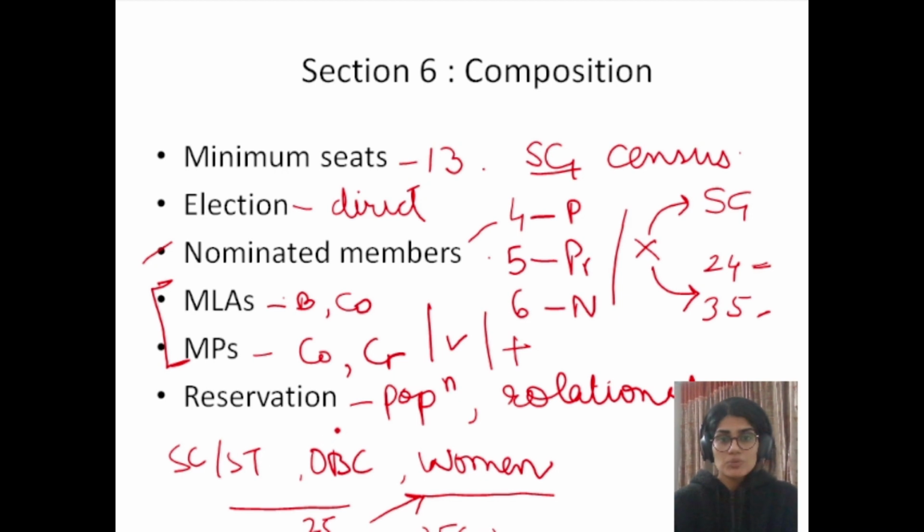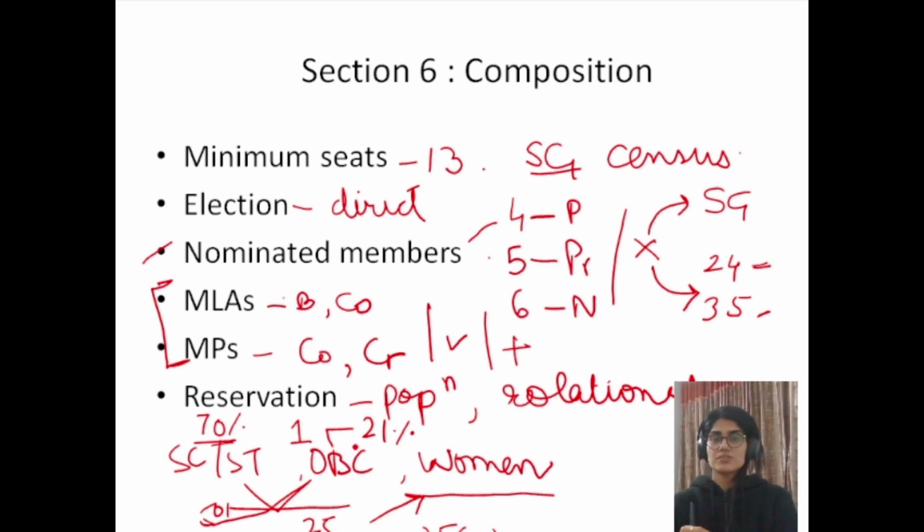Now it also provides that reservation for OBC cannot exceed 21%, and reservation of these three combined cannot exceed 50%. And if the population of SC and ST is less than about 70%, then at least one OBC seat has to be there. So this is all about the composition. कौन कौन member होंगे, किस तरह से reservation होगा, कितनी minimum seats होंगी, nominated member कौन होंगे, and all this.